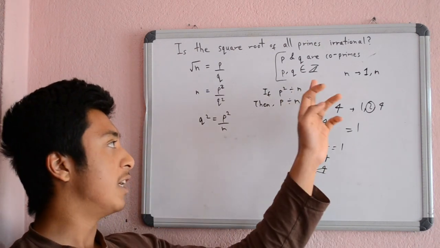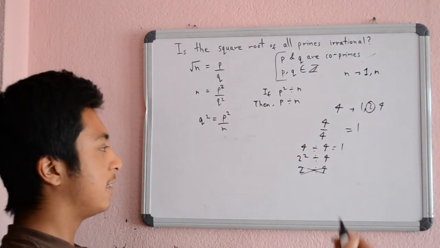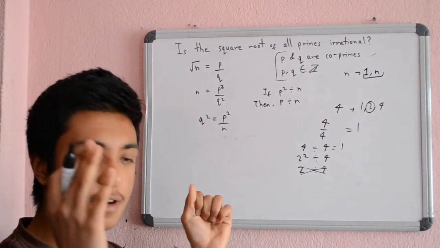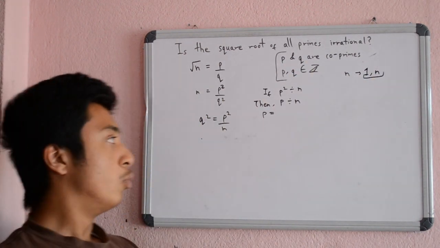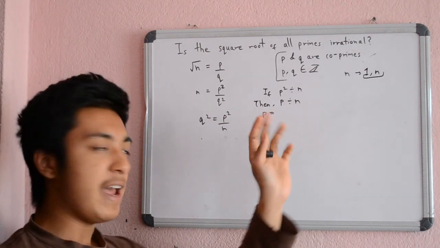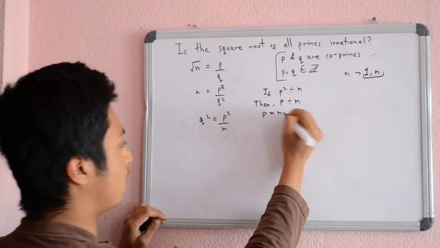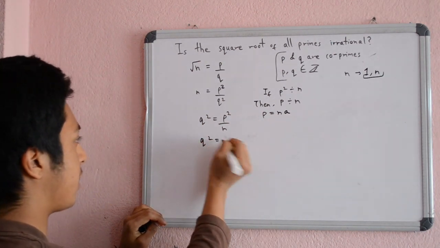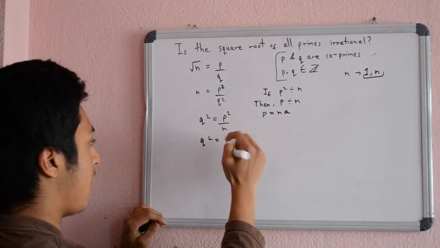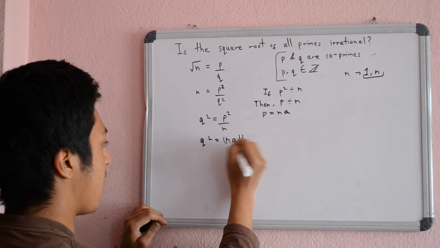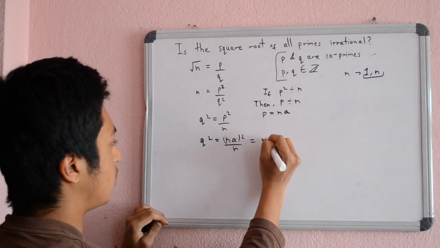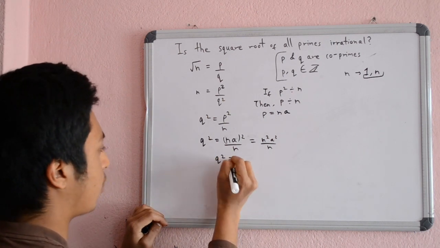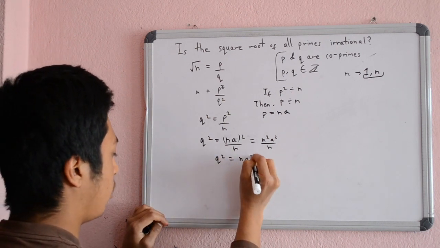But it's not the case with prime numbers, since their factors are only 1 and n, and there are no other factors in between. So we can rewrite p in terms of n. We can write it as n times some number, let's just say a. So right here we get q square is equal to n square a square by n, and we have q square is equal to n a square.